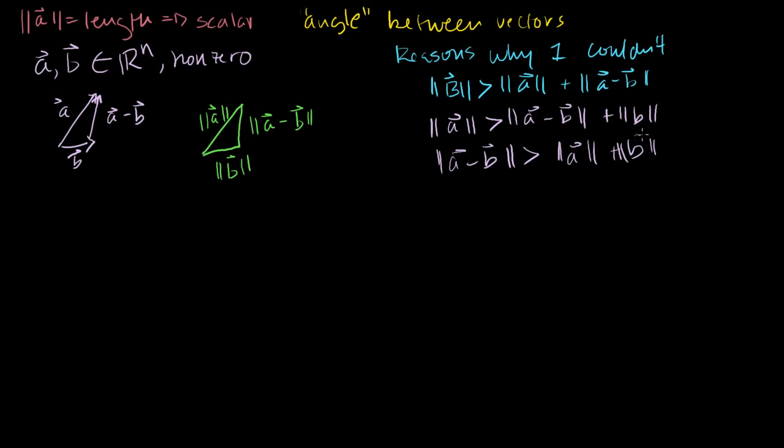So I need to show that for any non-zero real vectors, members of Rn, none of these can ever happen. I need to prove that none of those can happen.